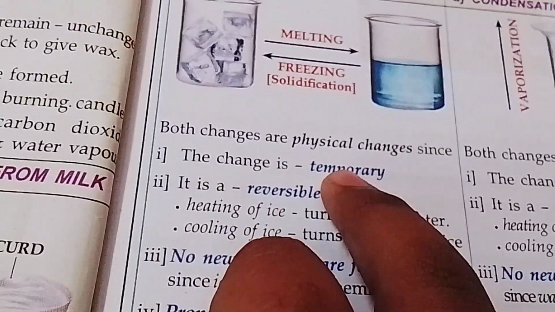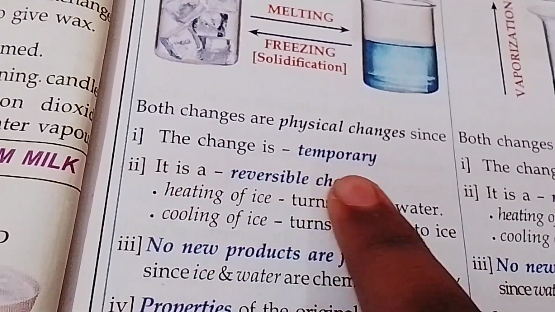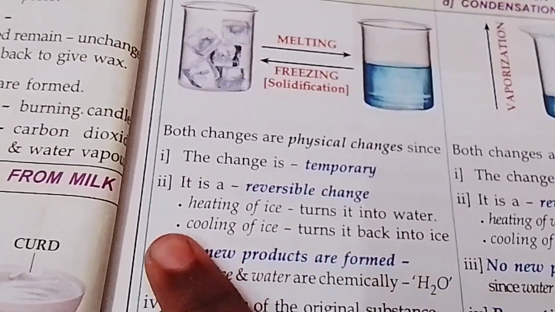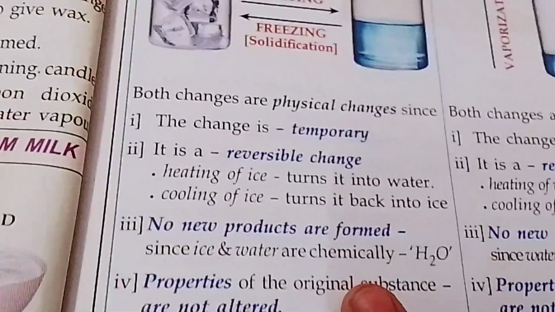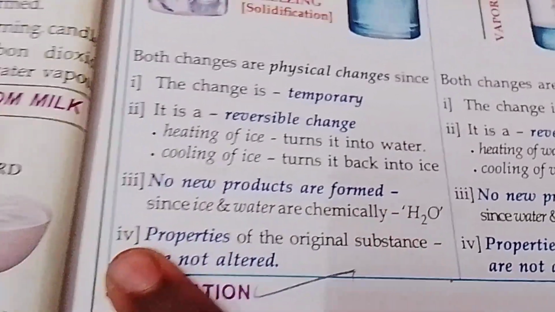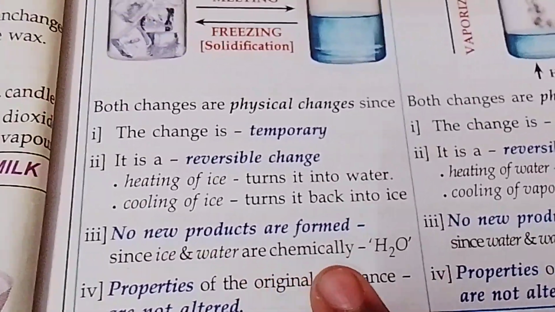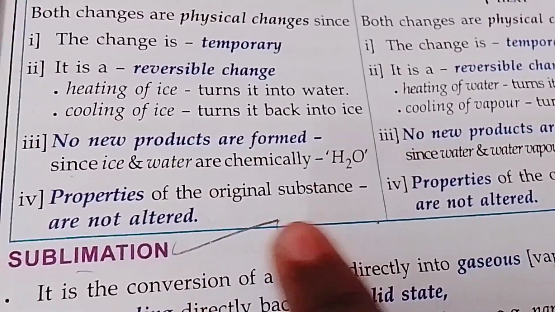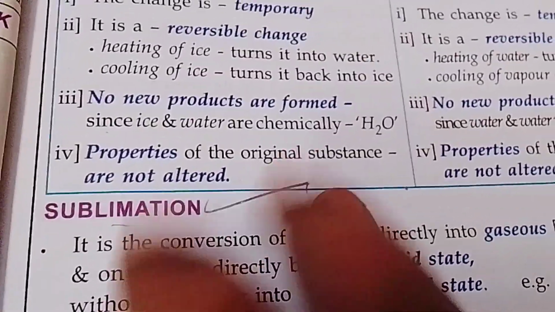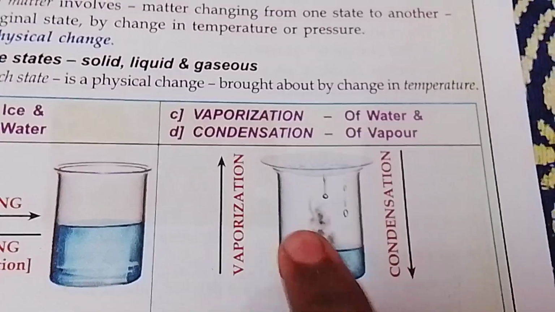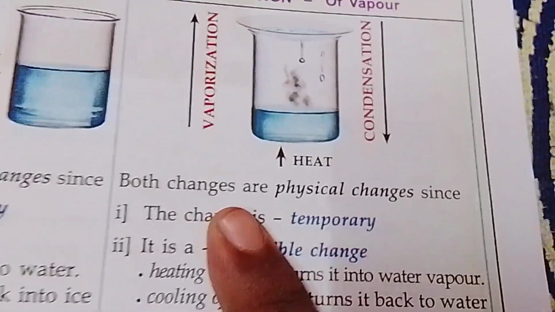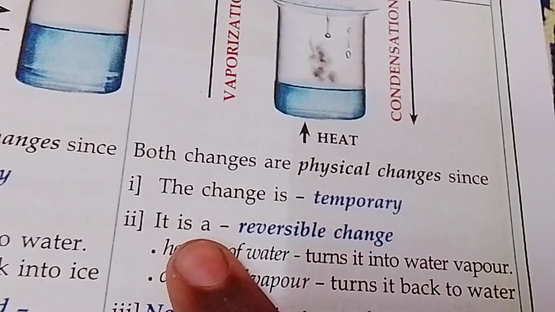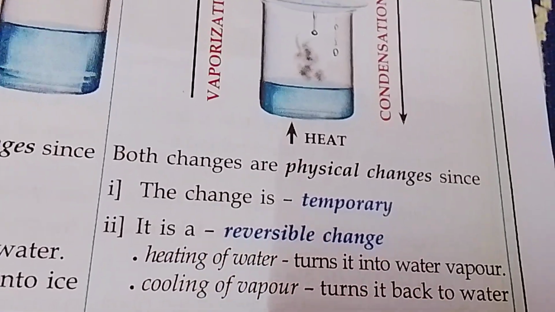Both are physical changes since the change is temporary. It is a reversible change. Heating of ice turns it into water, cooling of water turns it back into ice. No new products are formed since ice and water are chemically H2O. Properties of the original substance are not altered. Both changes are physical changes since the change is temporary. It is a reversible change.